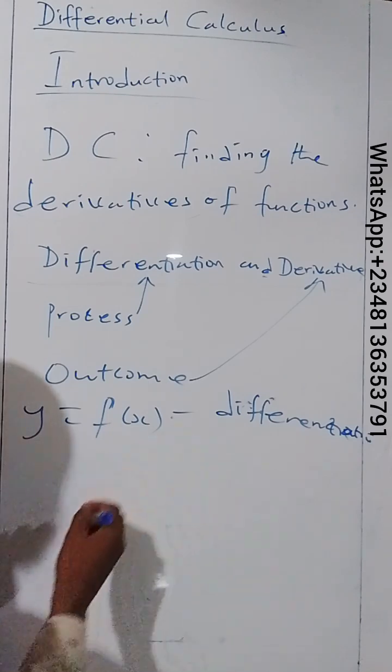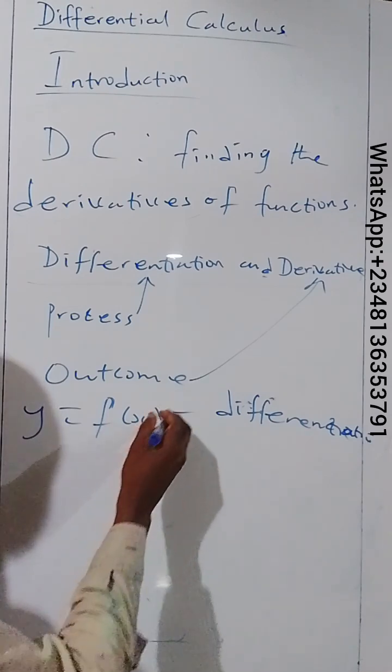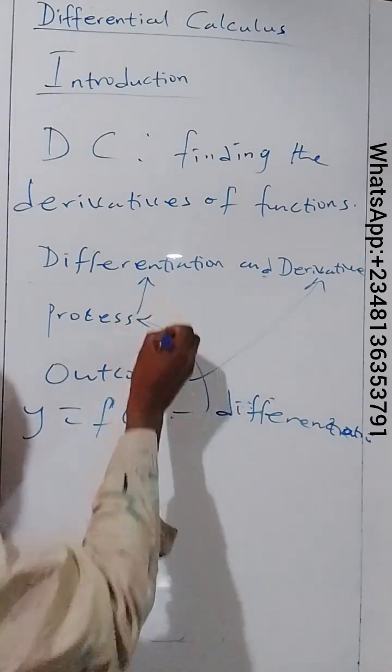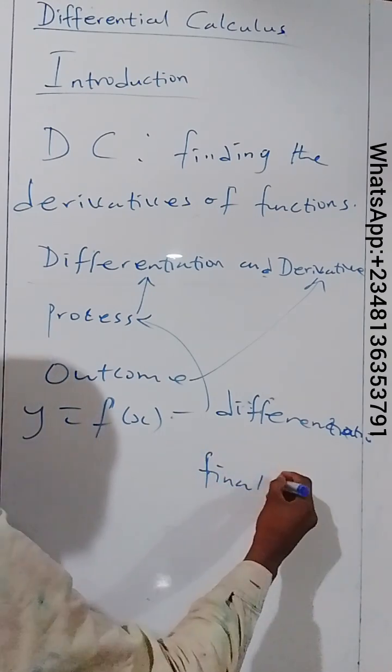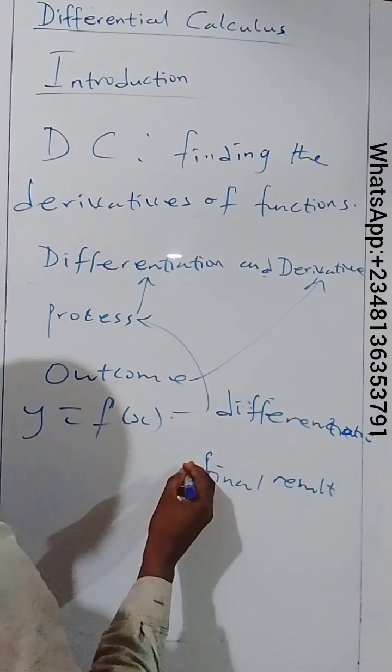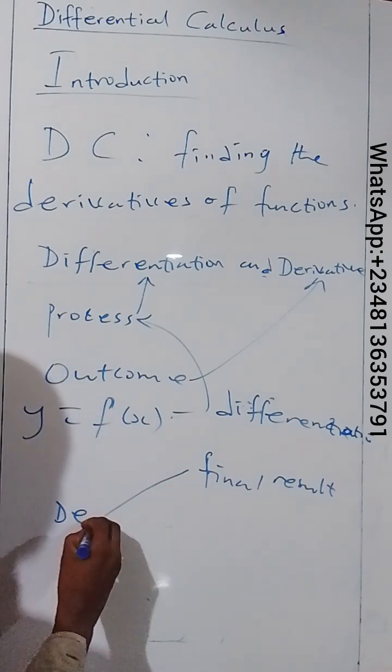The final answer is what is known as the derivative. So our final result is known as the derivative.